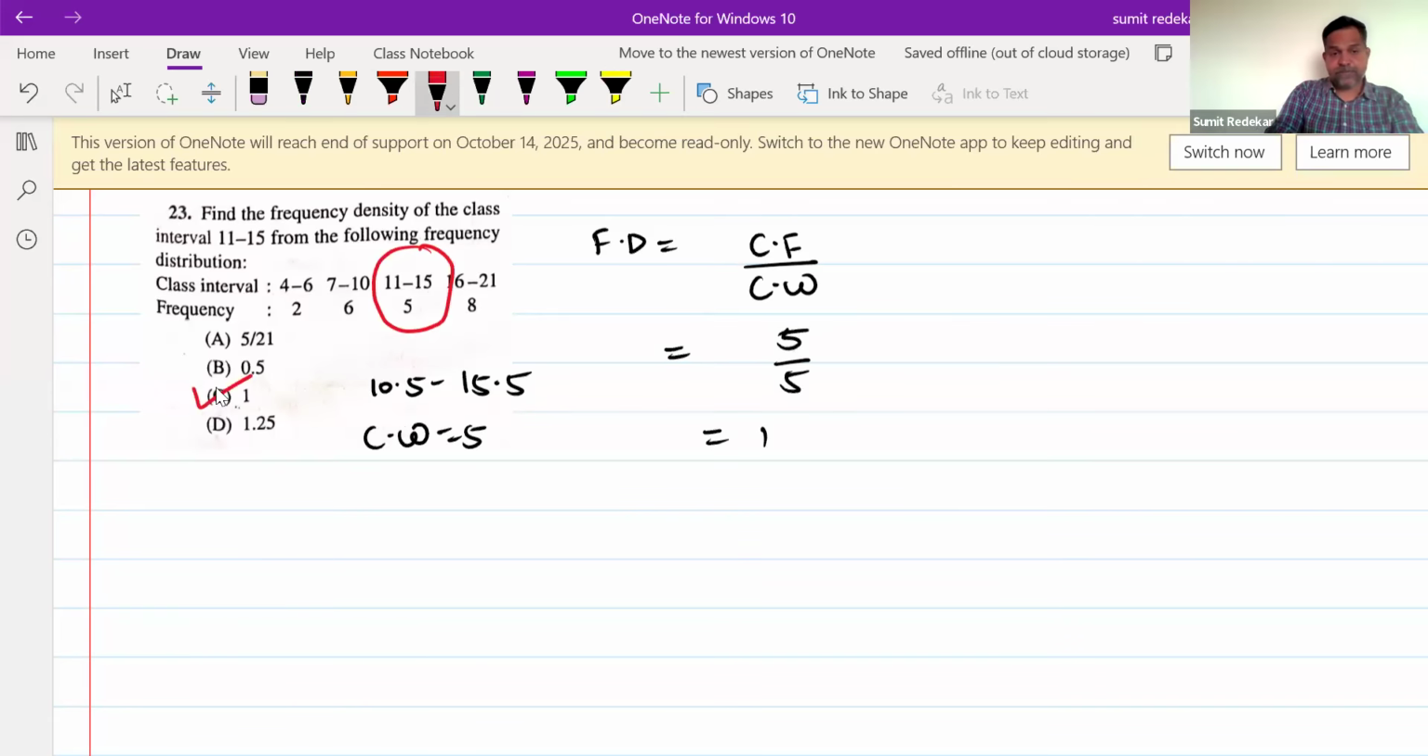We are halfway through the paper. Quickly moving on to question number 26. The mode of the frequency distribution. This is a no-brainer. Mode is that data value which is seen the maximum number of times. The highest frequency is 10, so the mode of the distribution is the data value 10.